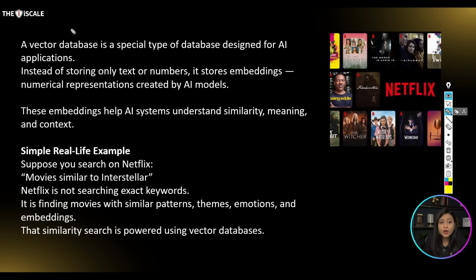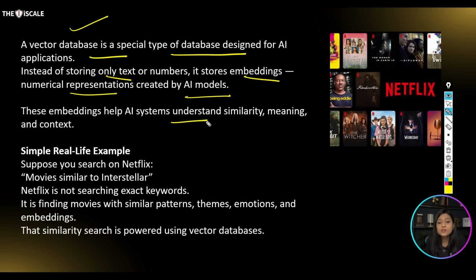So let's understand what a vector database is. A vector database is a special type of database designed for AI applications. Instead of storing only text or numbers, it stores embeddings, numerical representations created by AI models. These embeddings help AI systems understand similarity, meaning, and context. Let me explain with a real example. Suppose you search on Netflix for movies similar to Interstellar. Netflix is not searching for the exact keyword. It is finding movies with similar patterns, themes, emotions, and embeddings. That similarity search is powered by a vector database.